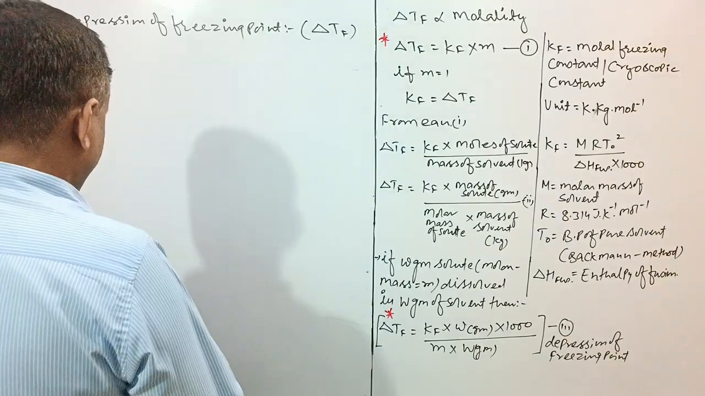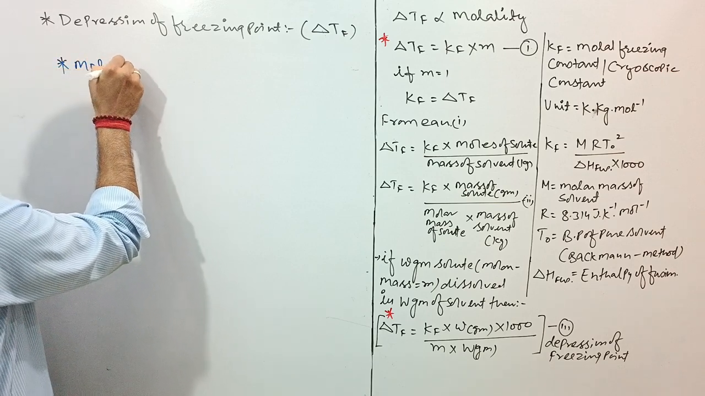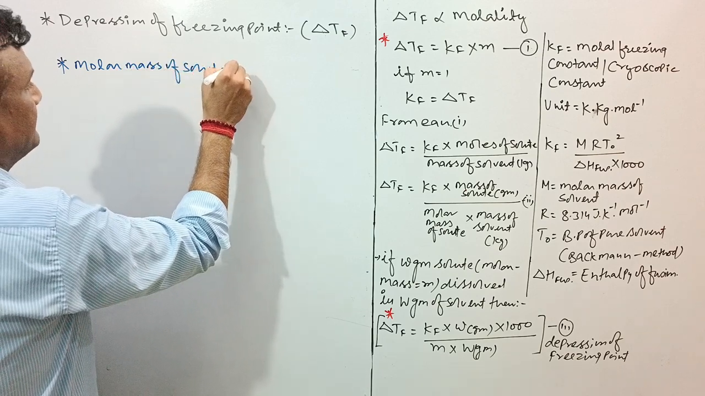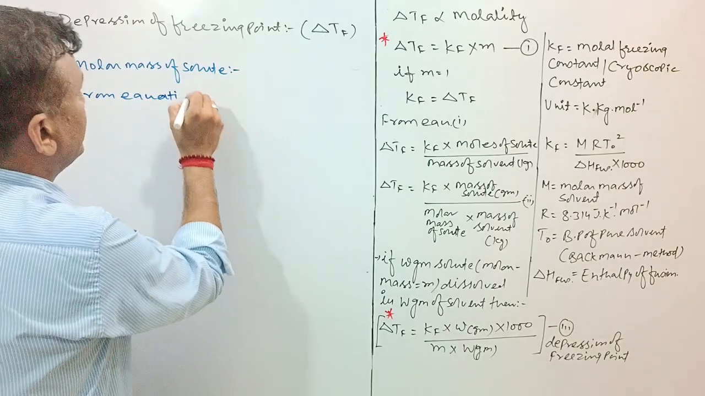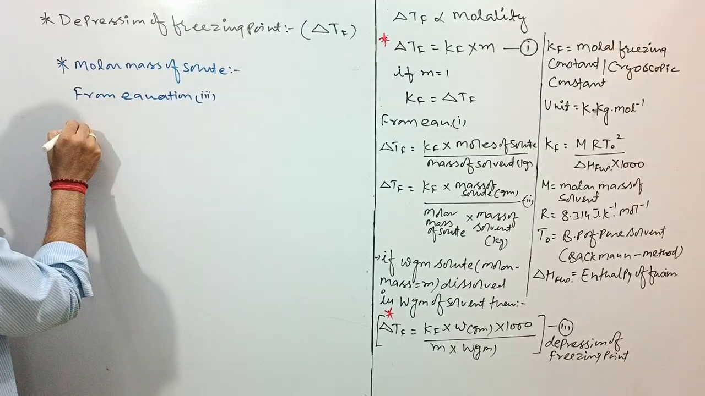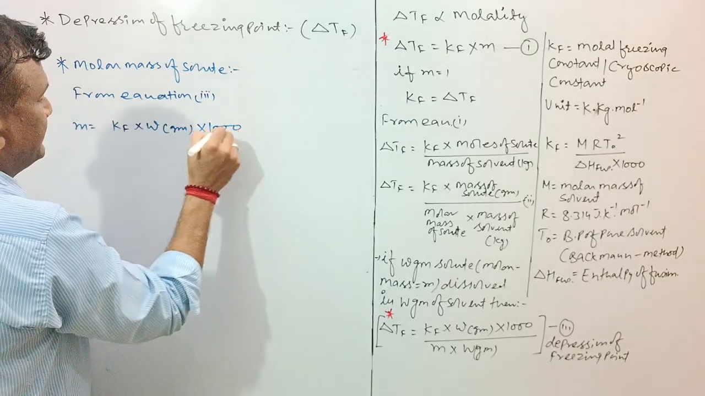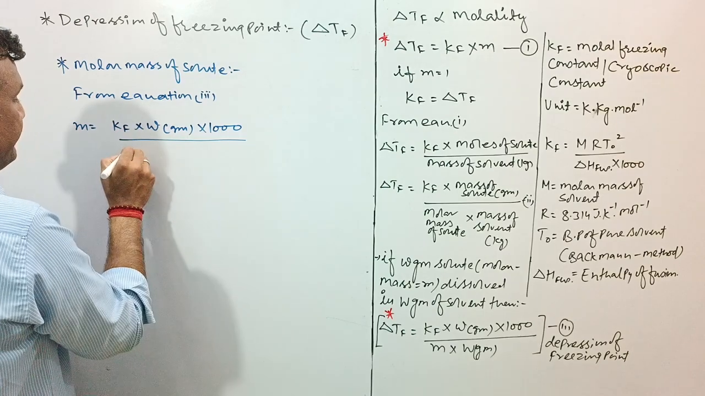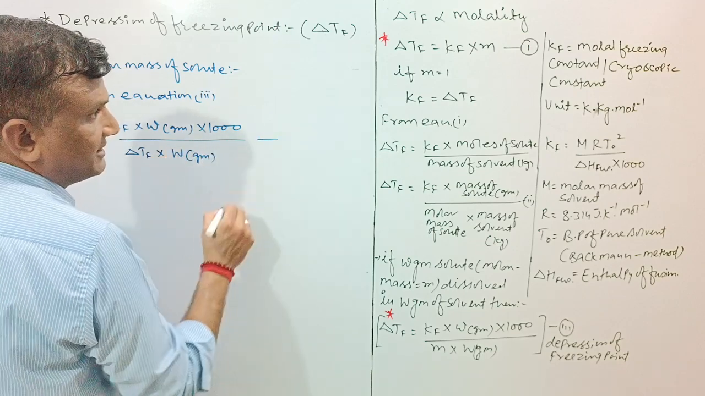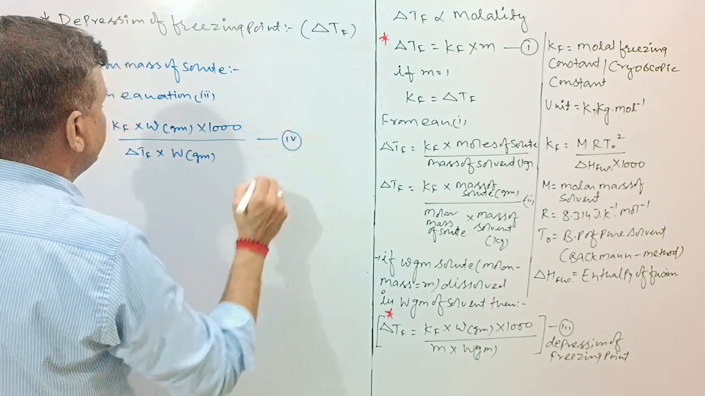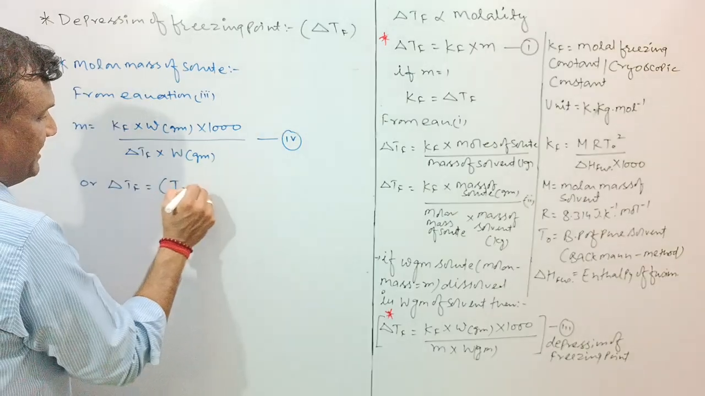So, molar mass of solute. From equation third, small m is equal to Kf into small w in gram into 1000 upon del Tf into capital W in gram. This is equation number fourth, for the calculation of molar mass. Or you can say del Tf is equal to T naught minus Ts.